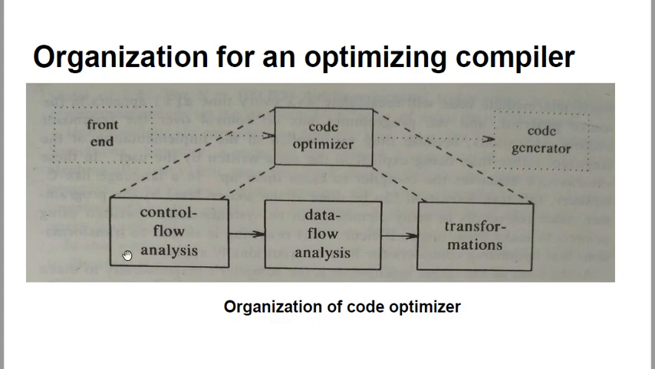The code optimizer performs these functions: control flow analysis, data flow analysis, and certain transformations. So the code optimizer mainly deals with these three functions, and it is located between the front end and the code generator. After we generate our intermediate code comes the code optimizer. The code optimizer optimizes the code, and then comes our code generator, which generates our required target code, which is the output of the source code, basically the output of our compiler.